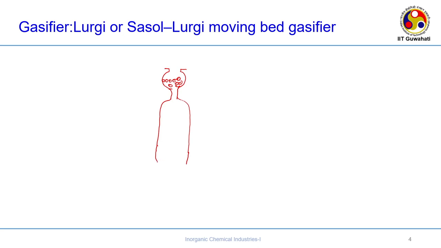Then there is a provision for providing both oxygen and steam. Steam, or water, is sent from the bottom. Then you have a rotating grate, which keeps on rotating. Why? I'll tell you. There is what you call the rotating grate.